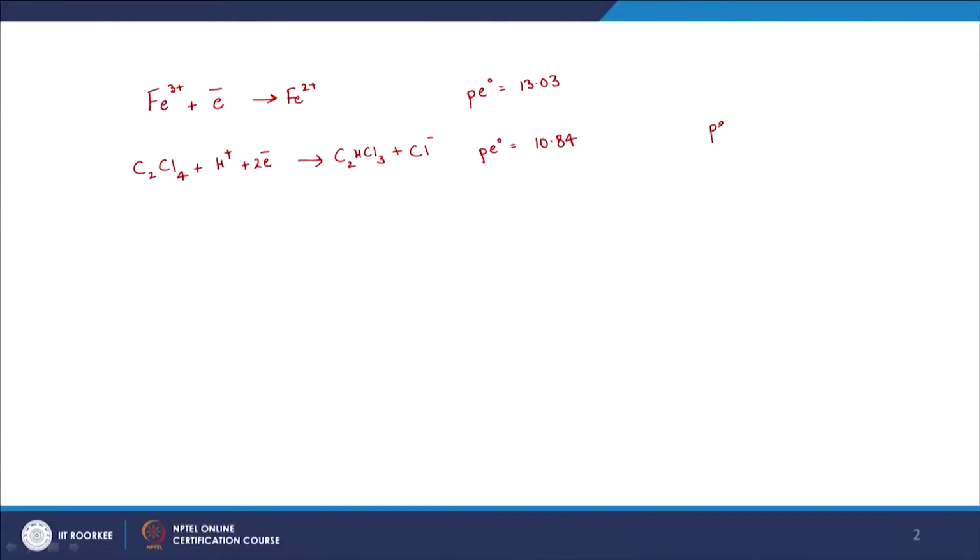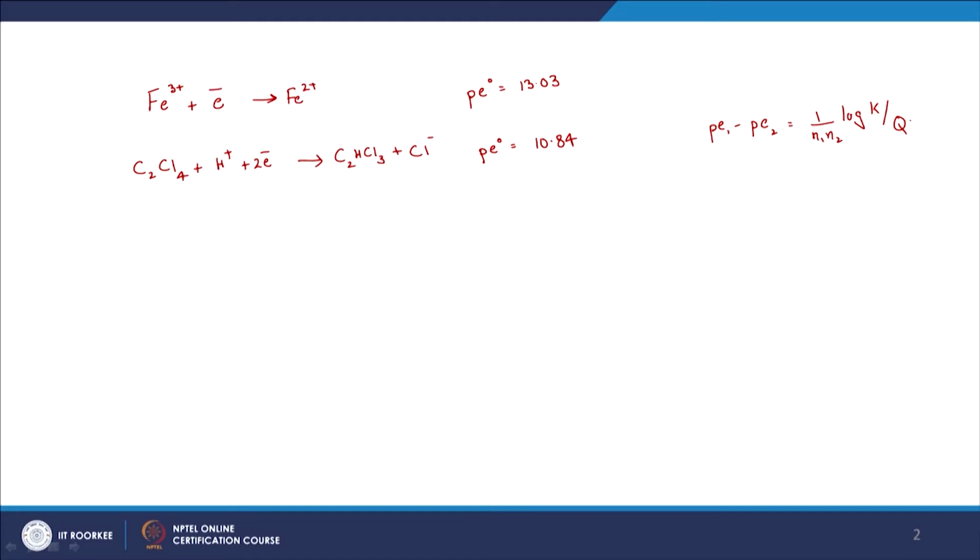From our background, we know that if the pE of a particular half reaction is greater than the pE of another half reaction, the half reaction with the greater pE would go through as reduction, and the other half reaction would need to proceed as oxidation. That's something we understood or derived. So we had this particular equation: pE1 minus pE2 is equal to 1 by n1 n2 log K by Q.